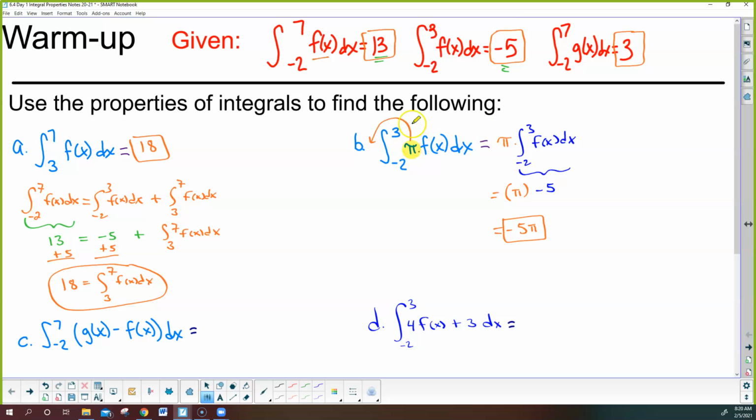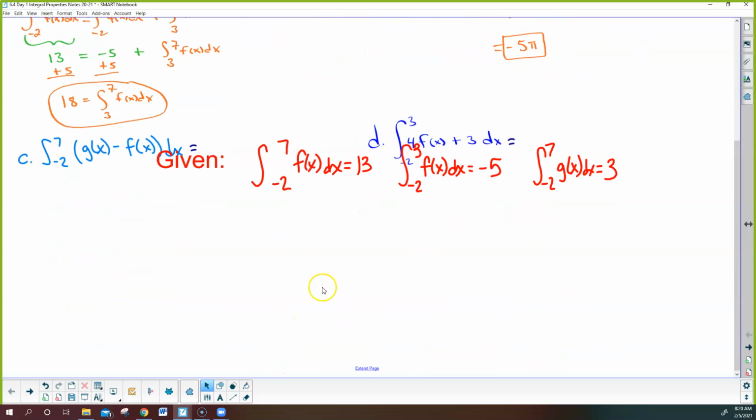Anytime you have a multiplier, sometimes it's friendlier to pull that out. Okay, the next one, I'm just going to pull this stuff down here.